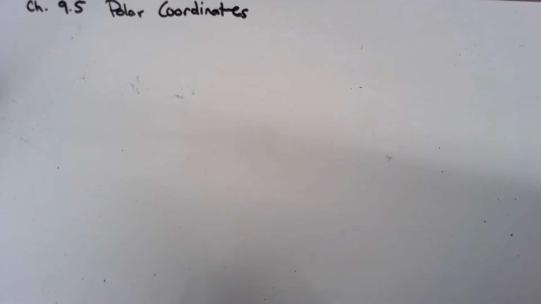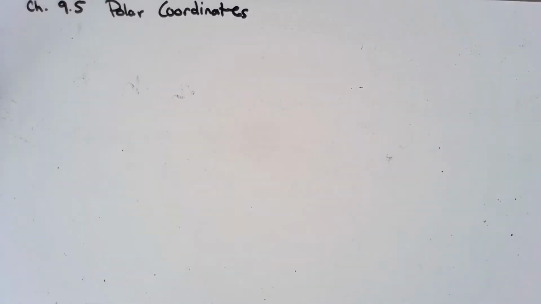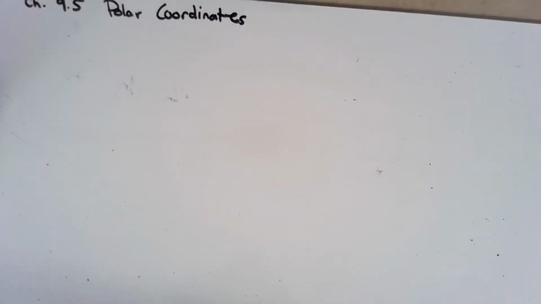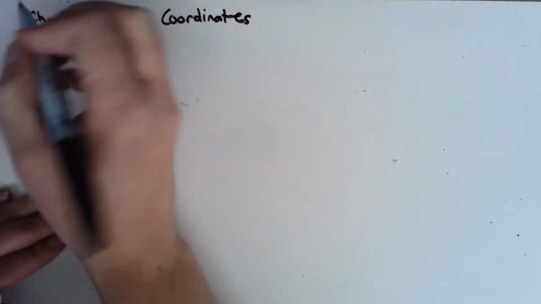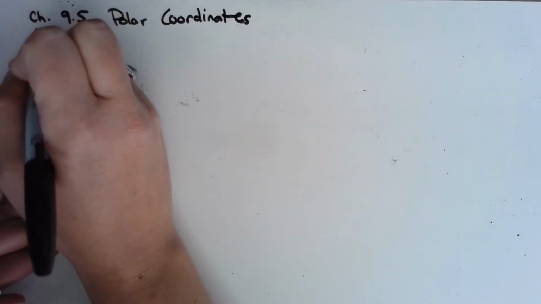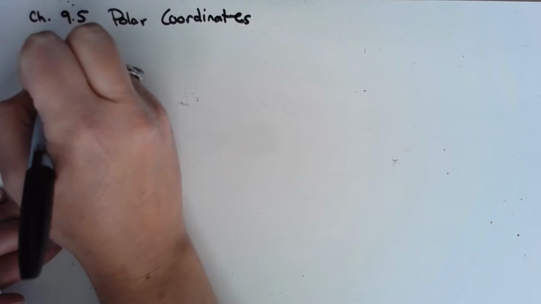Okay, we are doing 9.5 polar coordinates. So if you notice, this is kind of a little bit of a section about looking at different ways of graphing. Yesterday we did, oh my goodness, what did we do yesterday? I totally blanked. We did parametric equations. Today we're going to look at polar coordinates. We're going to look at basically a new way of graphing, a new system of graphing.